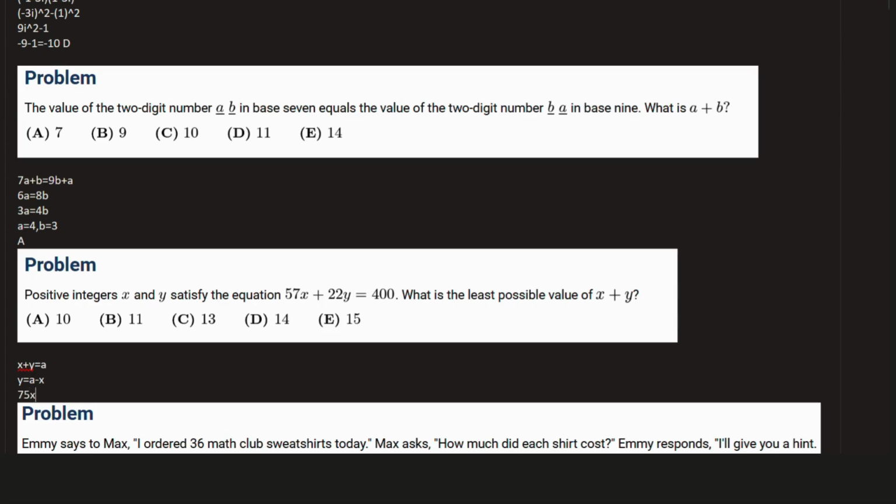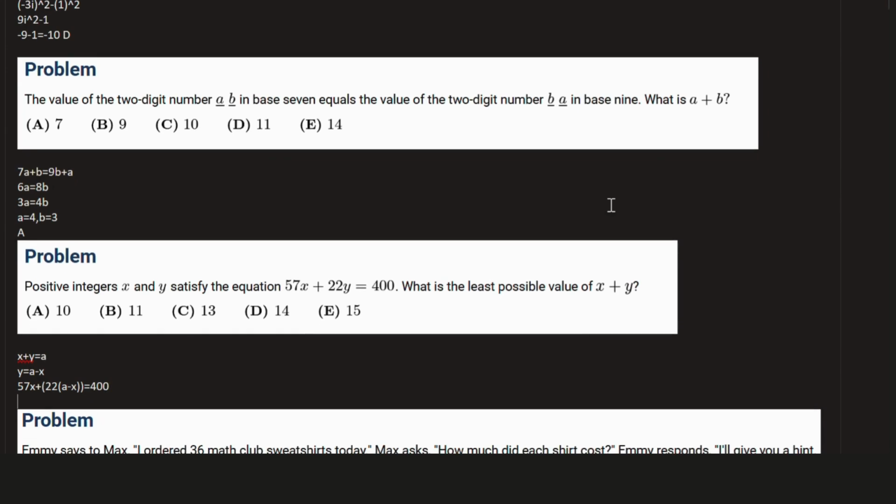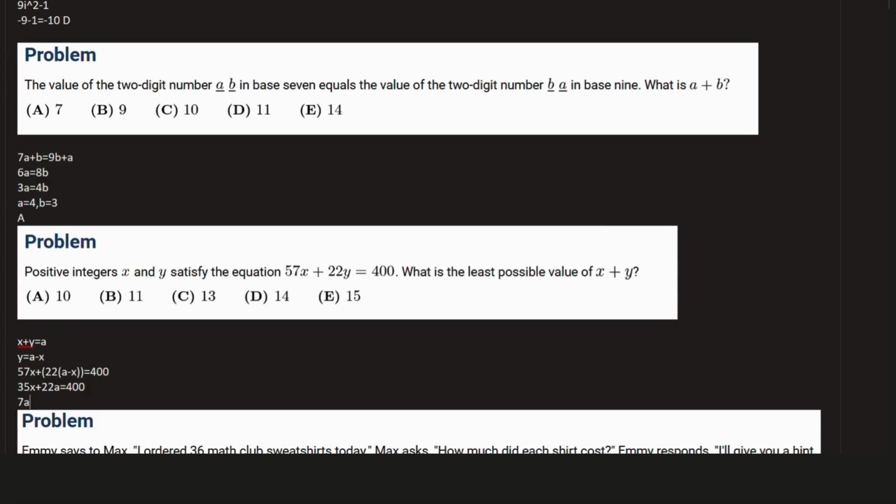57x plus 22 times (a minus x) equals 400, which simplifies to 35x plus 22a equals 400. Since we know that x and y have to be positive integers, a must also be a positive integer. Since a has to be a positive integer, we can divide everything by 5, giving us 7x plus 22a over 5 equals 80.